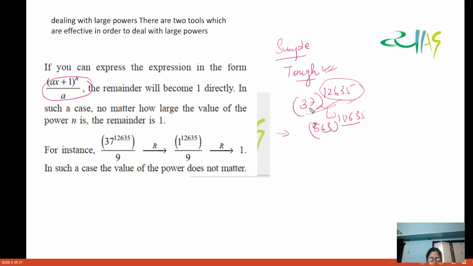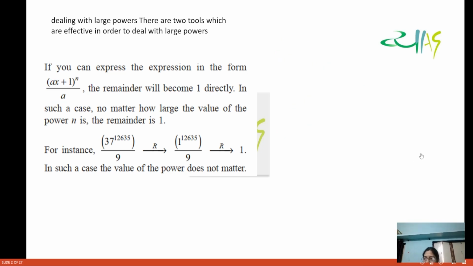basically what we do here is we do two things. Either we break our number in the form of ax plus 1 by a to the power n, and we do one more thing, ax minus 1 by a to the power n.